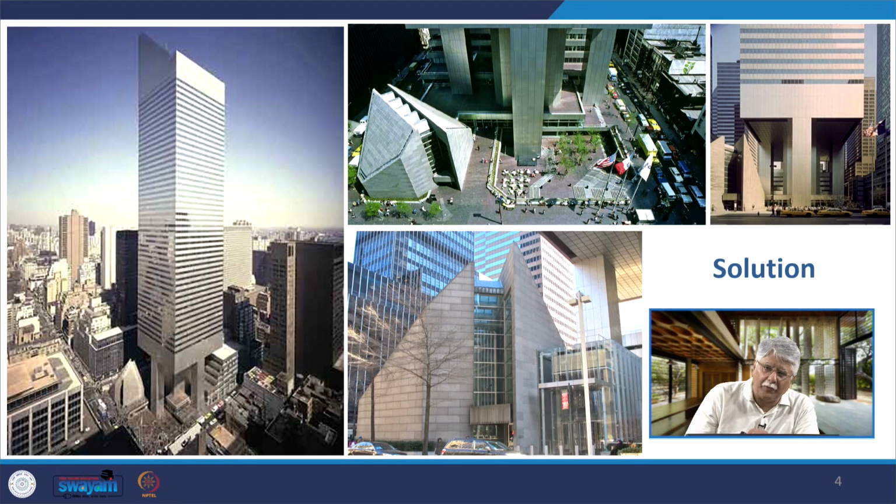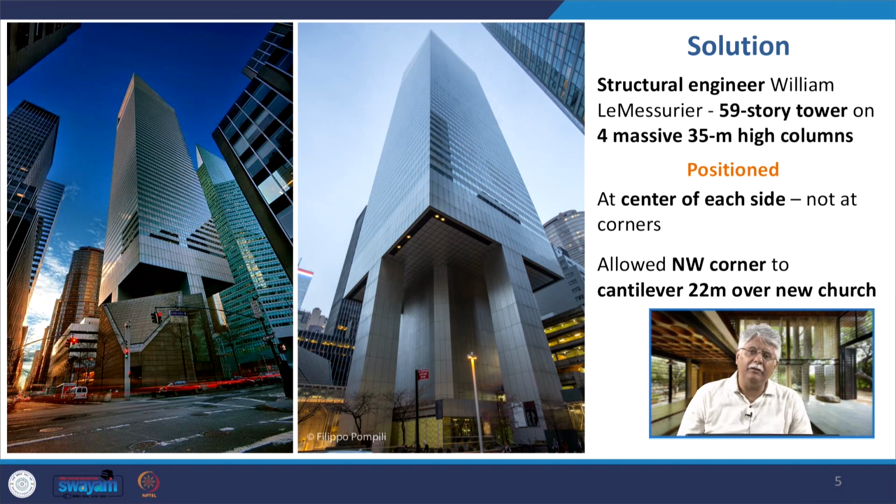And the solution that was found was this, that the entire Citicorp building is standing on these 4 massive columns, not on the corners because that would then penetrate the church building here, but shifting it and putting 4 columns in the center of each side. The structural engineer William LeMessurier was responsible for this 59-story tower with 4 massive 35-meter high columns positioned in the center of each side, not at the corners, to accommodate the church in the northwest corner, and the entire building is cantilevering 22 meters over this new church that was also erected after demolishing it.